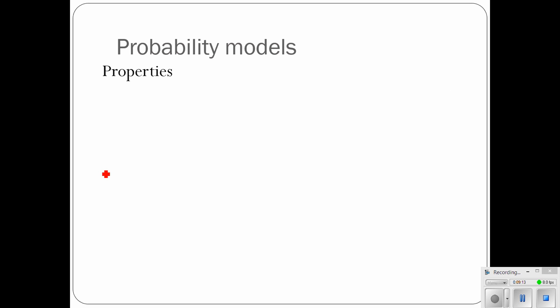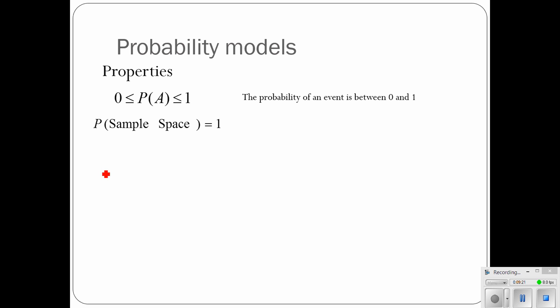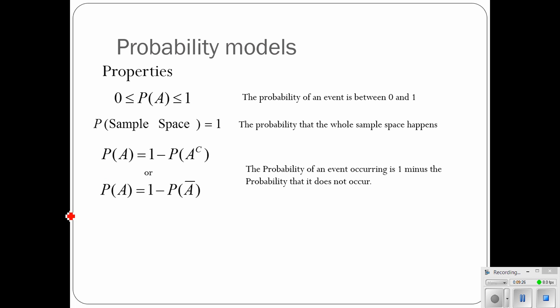So some of the properties to look at, the probability of any event is always between 0 and 1. You cannot have a probability over 1. If you add up everything in the sample space, the probability is 1. And then this is what's called the complement idea. You might see A with that superscript C, or you might just see A with a bar over the top. Those basically mean not A. So the probability of an event occurring is 1 minus the probability it does not. That's what these two things are, the complement rule. So let's say the probability of rolling a 2 is 1 minus the probability of not rolling a 2.